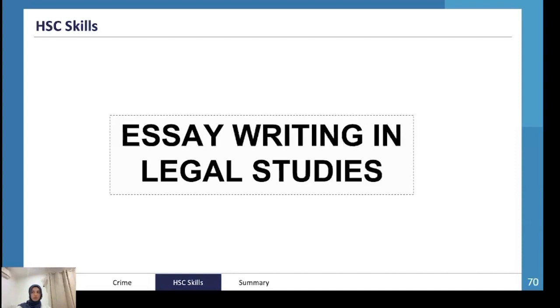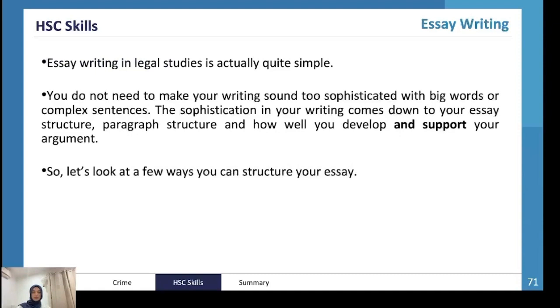So essay writing and legal studies is actually quite simple. You do not need to make your writing sound overly sophisticated with big words or complex sentences. You will not be rewarded for how complex your sentence is. The sophistication in your writing rather comes down to your essay structure, your paragraph structure, and how well you develop and support your argument. So let's look at a few ways you can structure your essay.